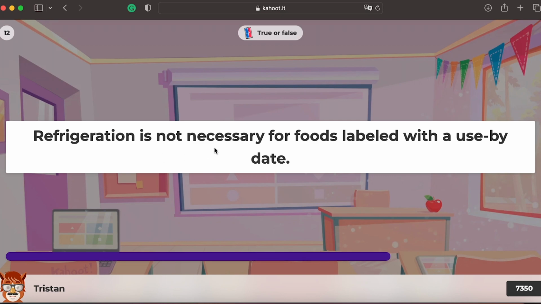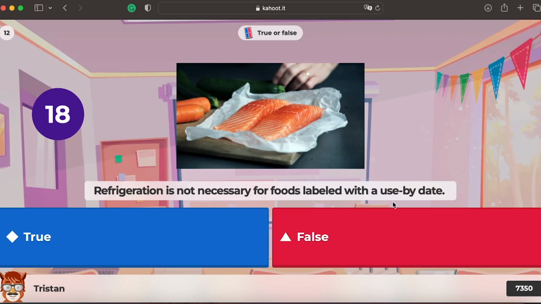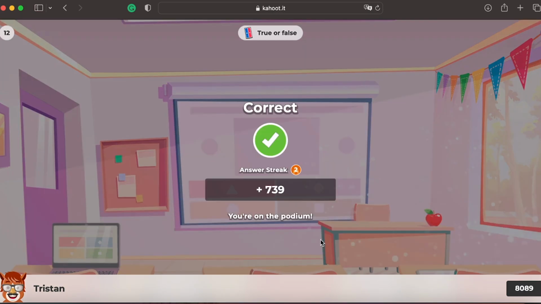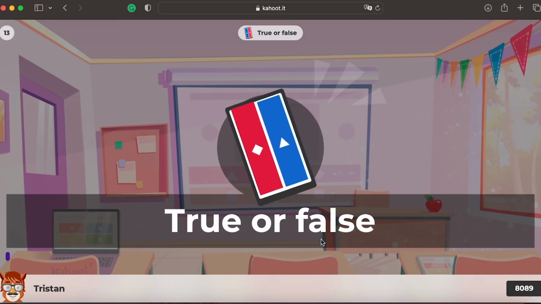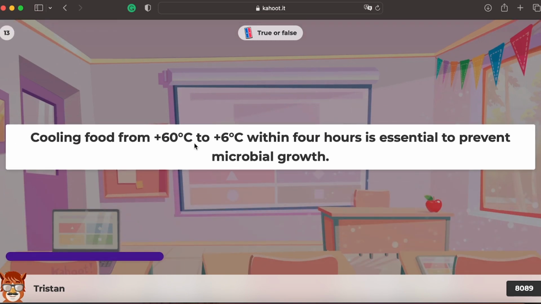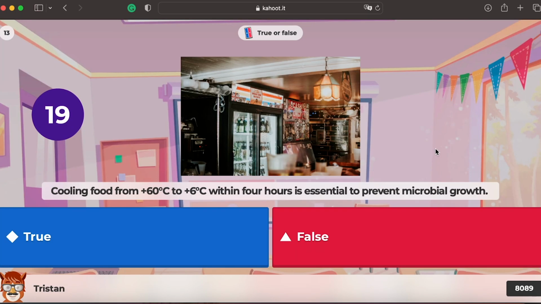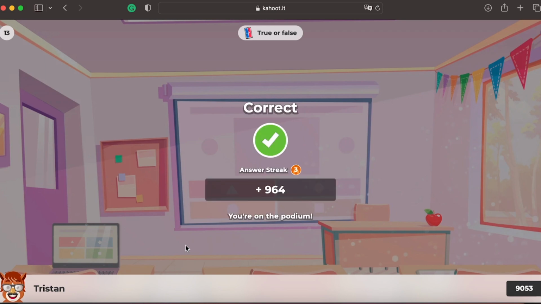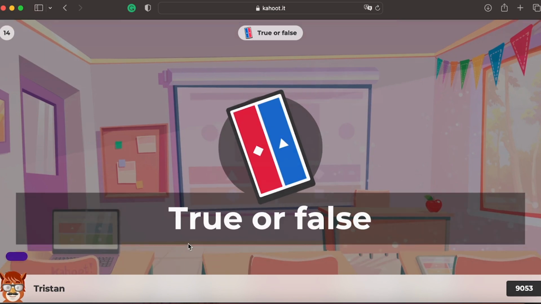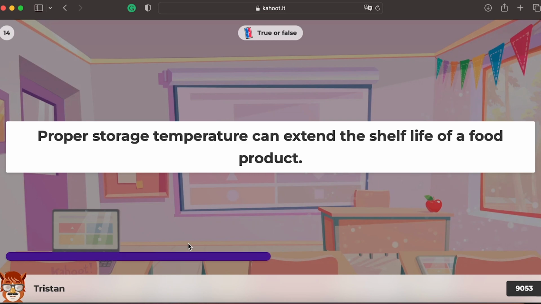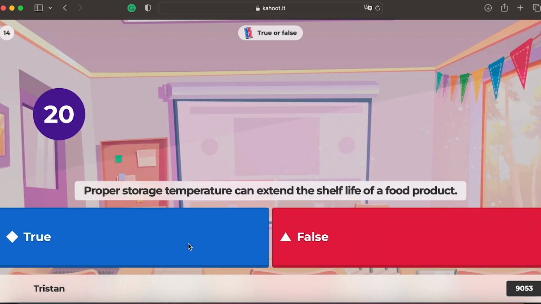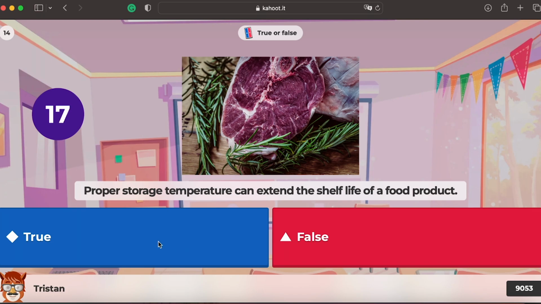Refrigeration is not necessary for food labeled with a used by date. It's wrong, because even when you package it, you need to put it at a cool temperature. Cooling food from 60 to 6 degrees Celsius within 4 hours is essential. Yeah. Proper storage temperature can extend the shelf life of food products. Yes.